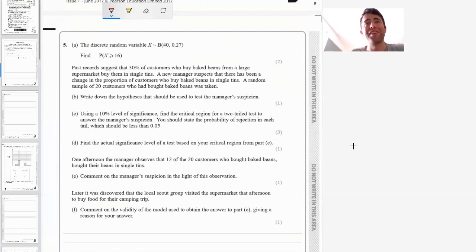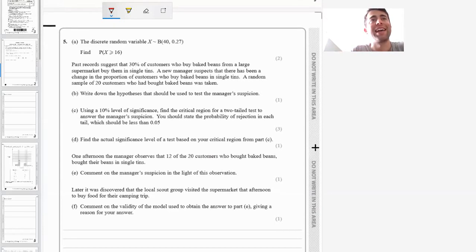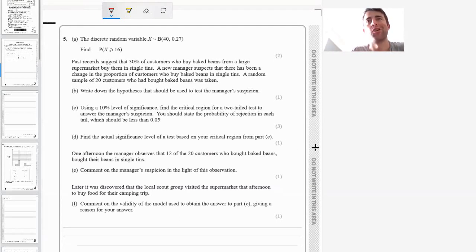Part 5 is back to a standard binomial question, a hypothesis testing question. We've got part A, which is plug it into your calculator, but be careful. Remember that your calculator gives less than or equal to certain values, and we're asked for the greater than or equal to.